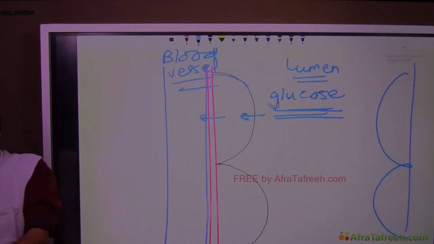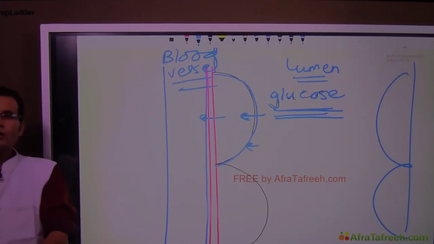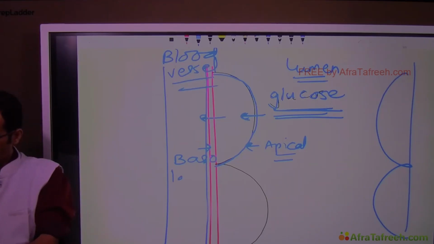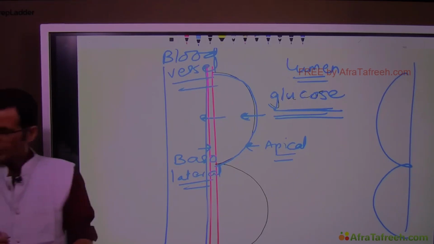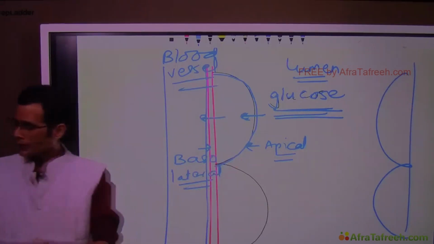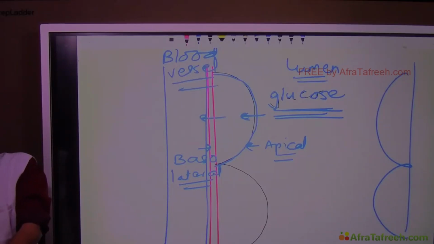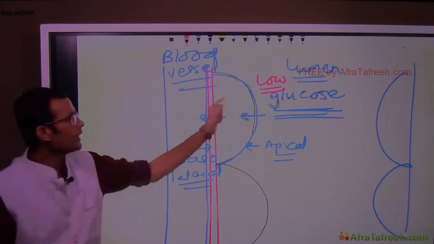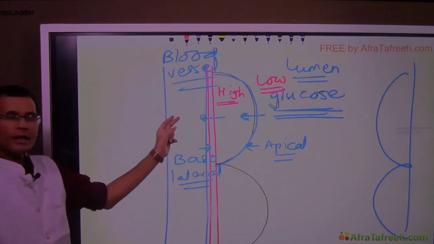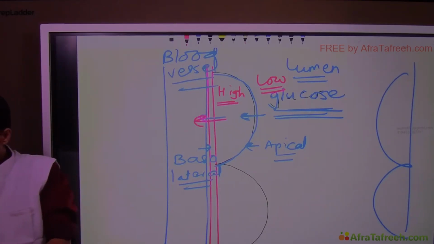So the membrane which is facing the lumen is called the apical membrane. And the membrane that is facing the blood vessel is called the basolateral membrane. So at the apical membrane, where glucose is entering the cell, it is going low to high. When from the lumen it enters the cell, it's actually going low to high. And then from the cell, it goes out and enters the blood vessel, it is going high to low.